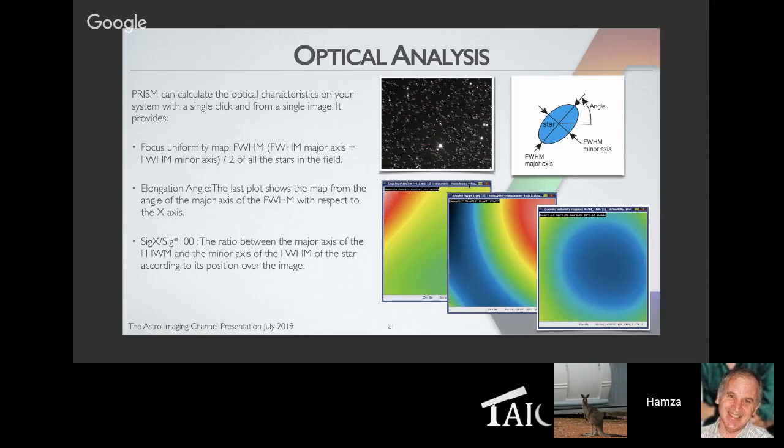This could explain why one side of the image looks one way and the other side looks another way. This could be due to tilt. This could be at the chip itself because of manufacturing defects. This could be because of the focuser. This could be because of a multitude of things.